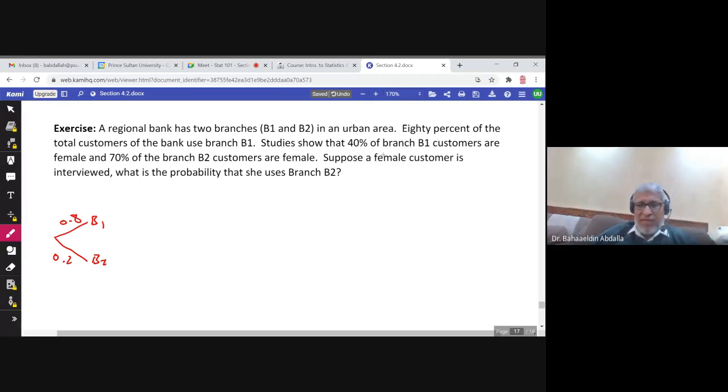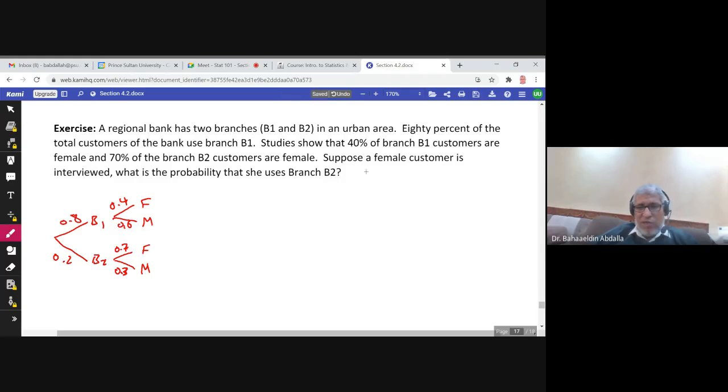Studies show that 40% of branch B1 customers are female. So branch B1 has females and males here. 40% of branch B1 is females. What is the probability of a customer being a female given that he came to branch 1? 0.4. So 0.6 would be the other probability. 70% of branch B2 are females, so the probability of a female given branch 2 is 0.7. So this would be 0.3.